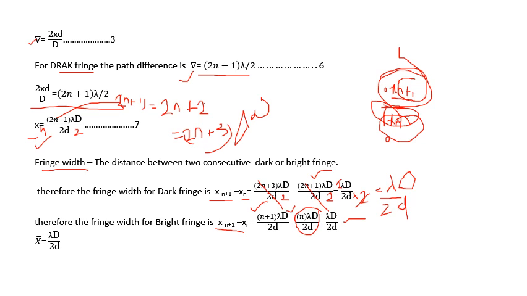So here we have seen that in the condition of Young's double slit, the fringe width is equal to lambda D by 2d, where D is the distance between the screen and the source, 2d is the distance between the two sources, and lambda is the wavelength of the incident ray. The fringe width is denoted by x bar.